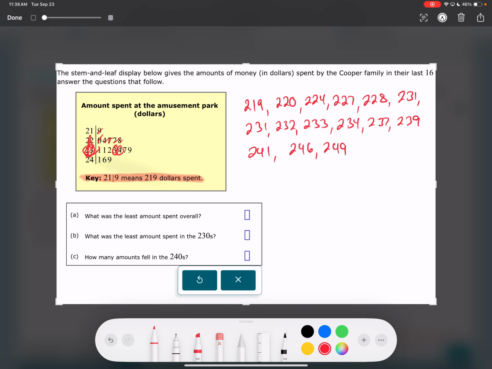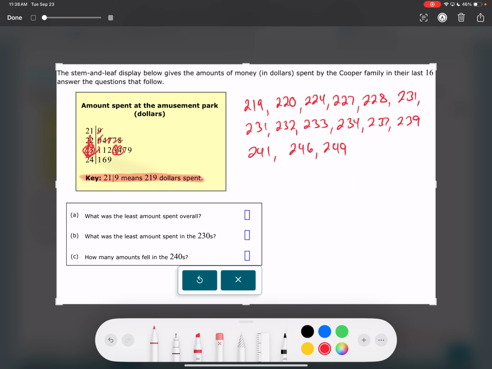It's a quick way to write big numbers or small numbers like this. Sometimes it's tens, sometimes hundreds, sometimes ones, sometimes a decimal. So you always go back to the left-hand column and say, okay, 231, 231, 232, 233. That's the numbers there. All right.